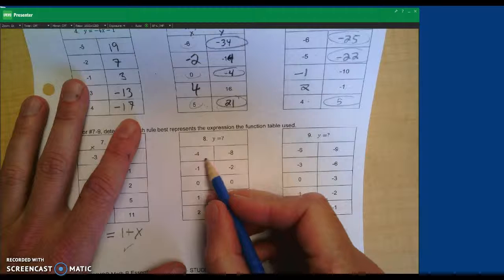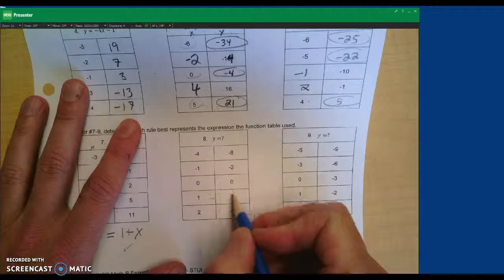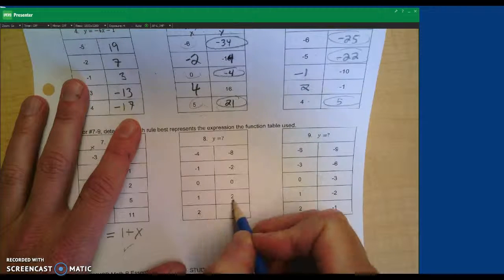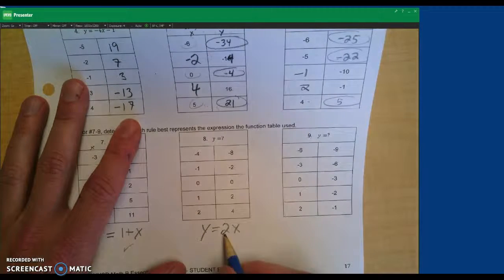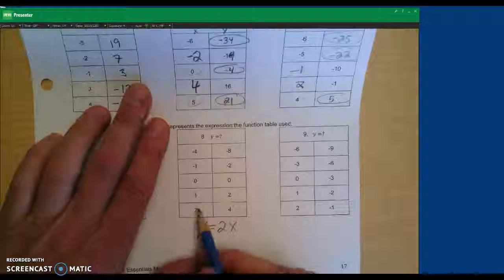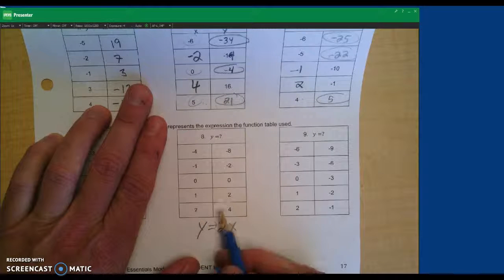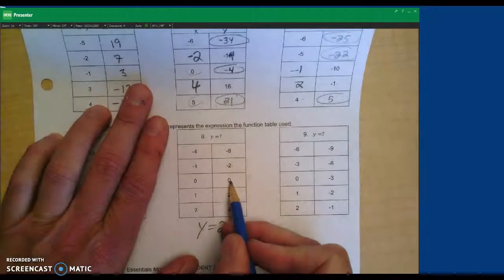Well, did you notice that this guy right here is twice as much as this? Did anybody hopefully come up with the rule is y equals 2 times x or 2x? It works for every one of these. 2 times 2 is 4, 2 times 1 is 2, 2 times 0 is 0, yes.